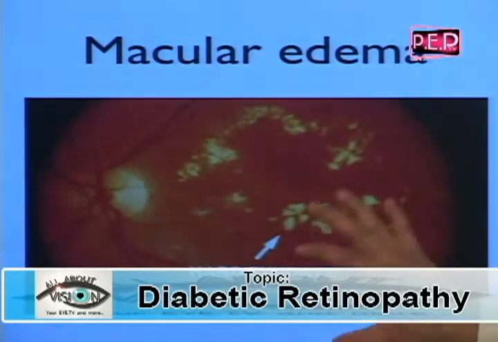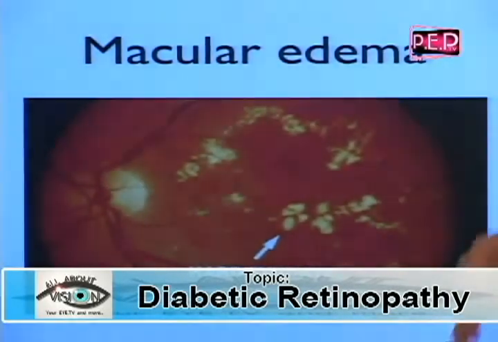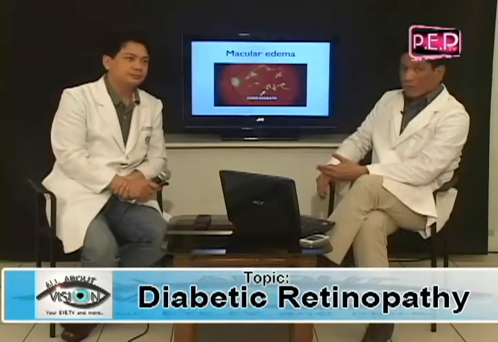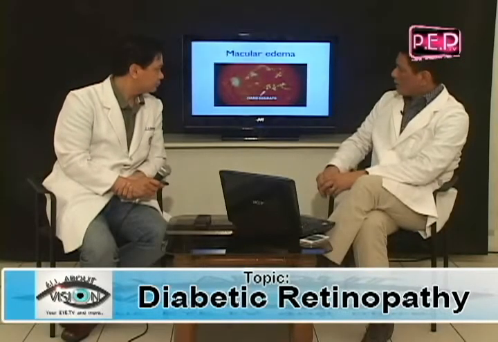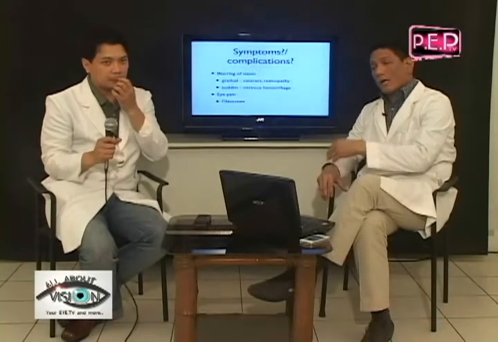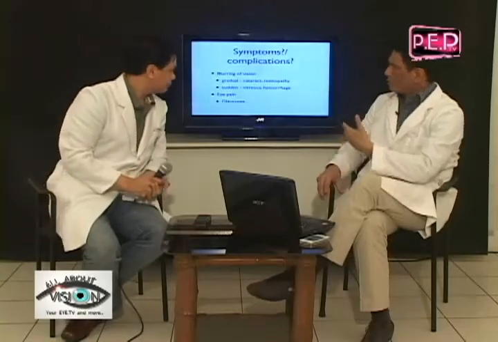Okay, so we will talk about the treatment later. We're just talking about the types of diabetic retinopathy and some of the things that happen when you have it. Next slide. Now we already went through the non-proliferative and proliferative types, and now we go to symptoms.